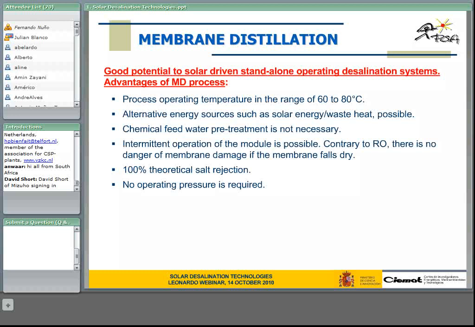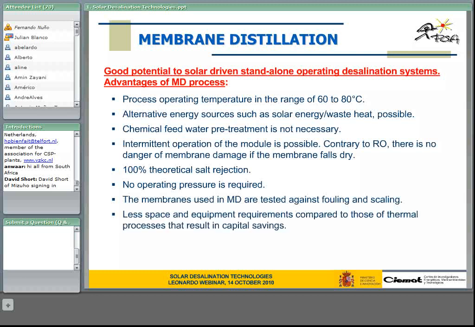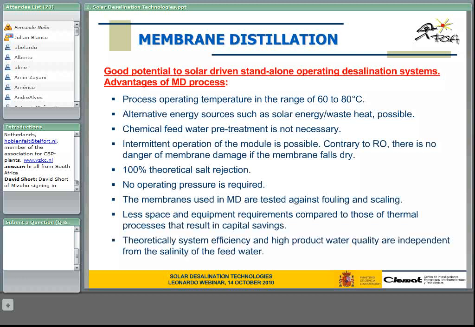Also, typically this membrane is normally tested against fouling and scaling. So from the operating point of view, it is quite convenient. They need much less space and equipment around than the other conventional solar thermal processes. So this is good for the investment when we have a sufficiently developed product. And also the efficiency and the product water quality are independent from the salinity of the feed water.